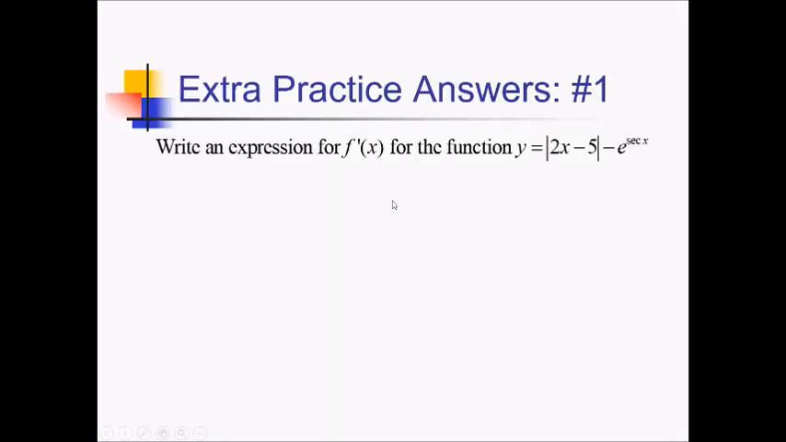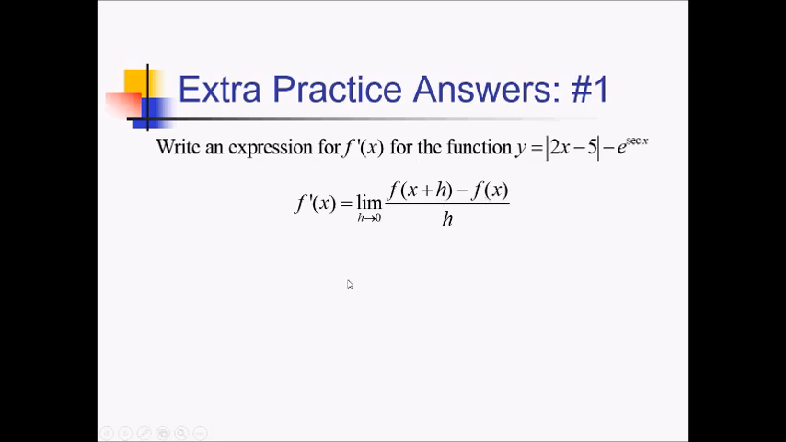On this problem, we're trying to write an expression for f prime of x for this function over here. To get the derivative, let's first write the general form of the derivative, at least in limit form. That would be the limit as h approaches 0 of f of x plus h minus f of x all over h. So basically, we just have to take this stuff and plug x plus h and x into it and put it in this formula here.